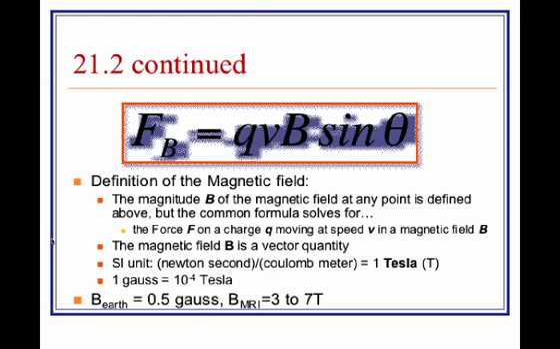Now, magnetic field is measured in Tesla. To give you an example of what a Tesla is, the Earth's magnetic field is about 0.05 micro Tesla, whereas the magnetic field within an MRI machine is 3 or 7, somewhere in that range, 3 to 7 Tesla. So the force on a moving charge depends on the speed, the amount of charge, the magnetic field, and the angle in relation to the direction of the magnetic field.